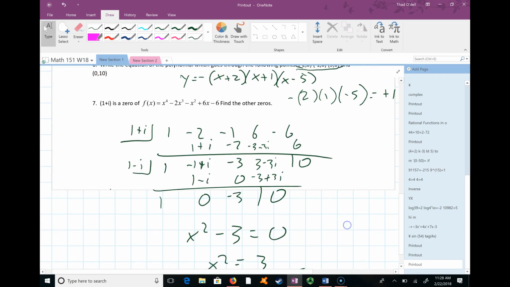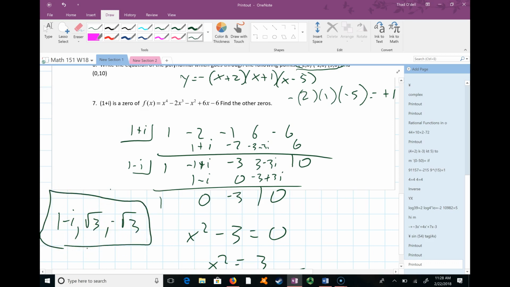So find the other roots. So 1 plus i is one of them. 1 minus i is another one, and rad 3 is another one, and negative rad 3 is another one. So that's the answer we'd be looking for there.